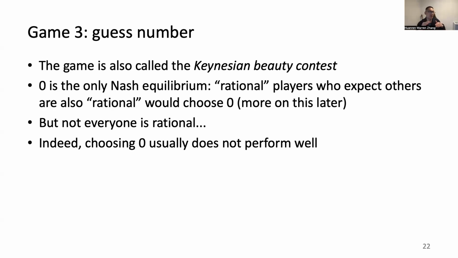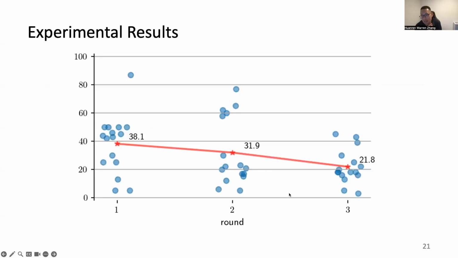So that means if everyone is rational, they really think through this reasoning process for this guess number game, and expect others are also rational in the sense that everyone else could also reason through this game, then everyone would choose 0. But as you can see here from the experimental results, 0 as a prediction really failed dramatically, right? We do not see anyone of you having chosen the number 0.